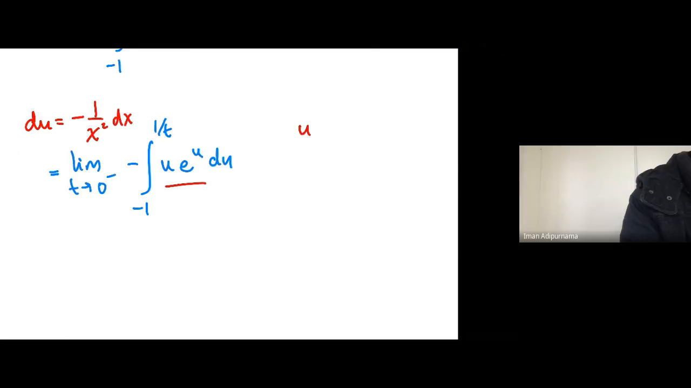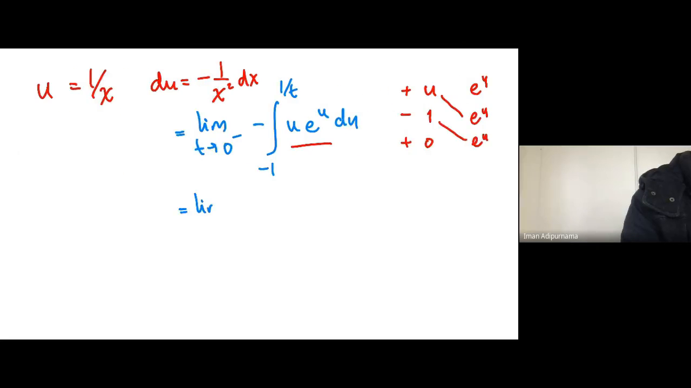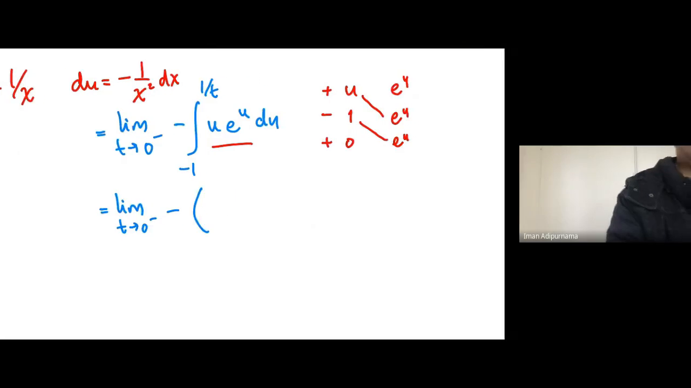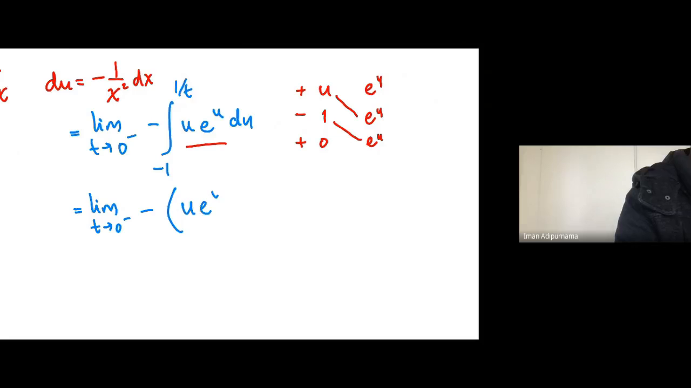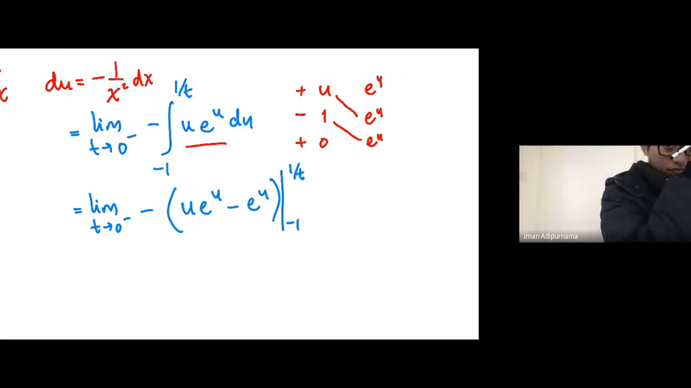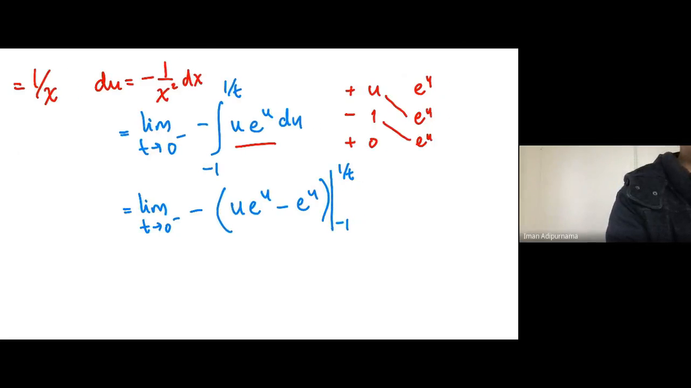So let me just write this u from -1 to 1 over t, so I will get the limit as t approaches 0 from the left of the negative of (u e^u minus e^u), and this will be computed from -1 to 1 over t. I think you get until at least this result, right?